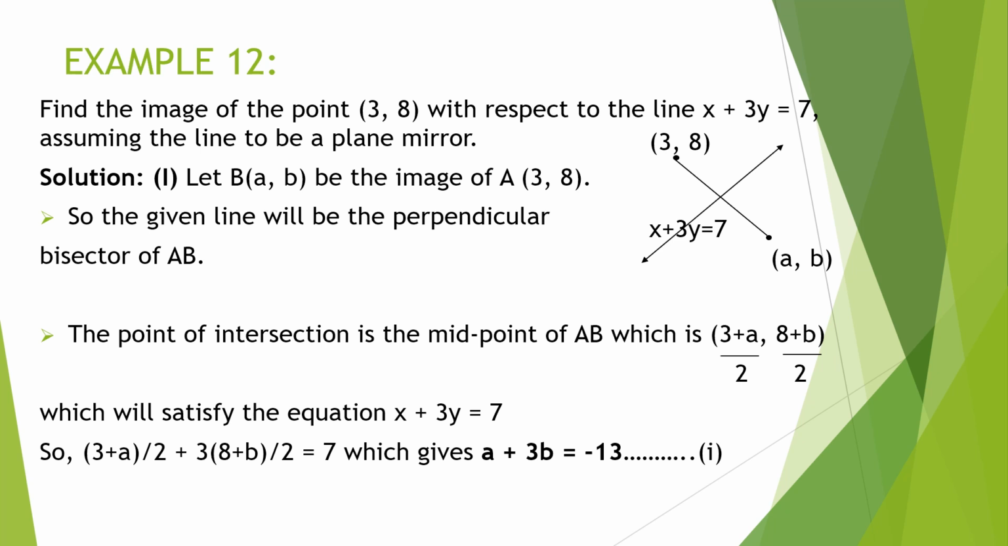And this midpoint will also satisfy the equation of the line x plus 3y equal to 7. Please look at the diagram. It is clear that the midpoint will satisfy the equation x plus 3y equal to 7. So you put those coordinates in x plus 3y equal to 7. On simplification you will get an equation a plus 3b equal to minus 13. Let this equation be 1.